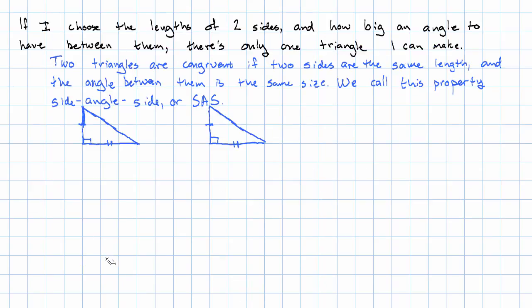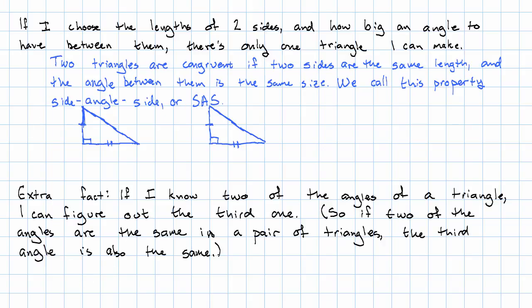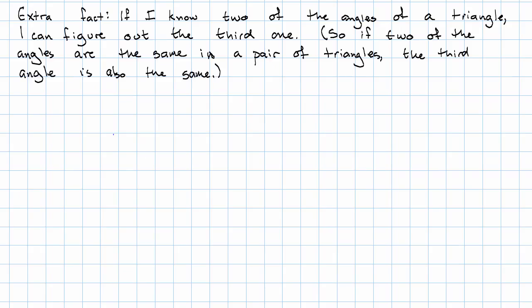Now, the last way of telling that two triangles are congruent is kind of the coolest, but it requires an extra fact. If I know two of the angles of a triangle, I can figure out the third one. So, in other words, if two of the angles are the same in a pair of triangles, the third angle is also the same. To see this, I'm going to draw you a triangle. All right, so I'm going to mark these side one, side two, side three. Now I'm going to draw another copy. Again, you see side one, side two, and side three. And now I'm going to draw you yet a third copy, but I'm going to draw it over here. Again, you see side one, side two, and side three.